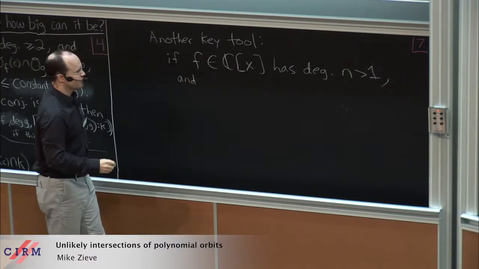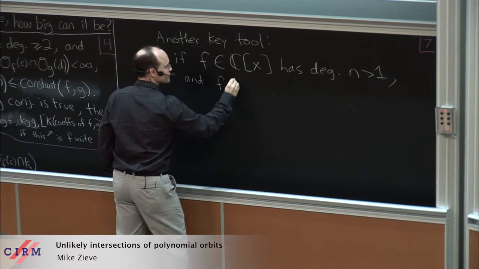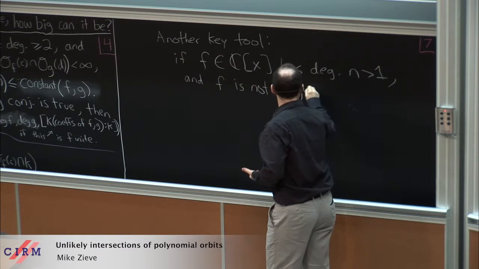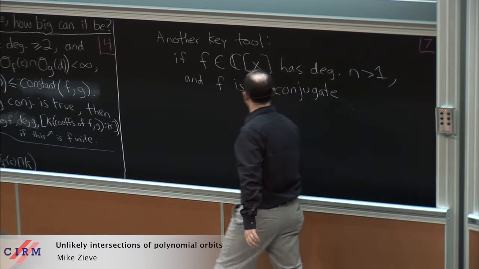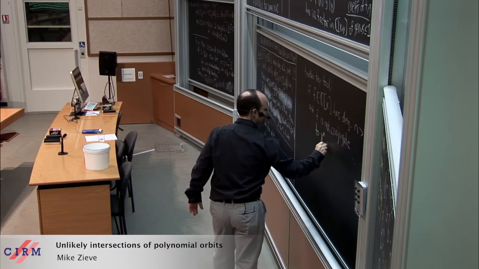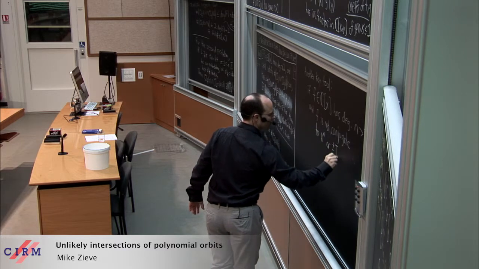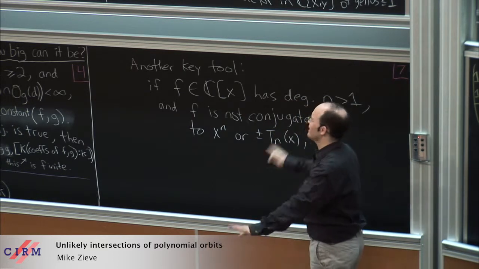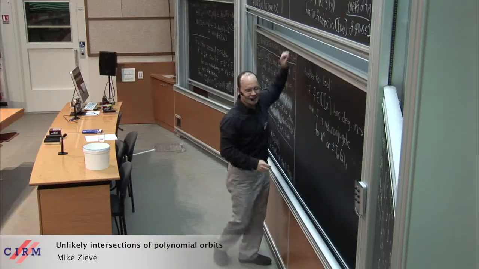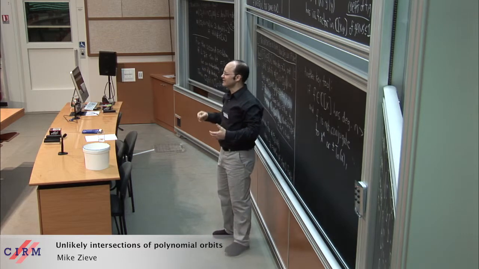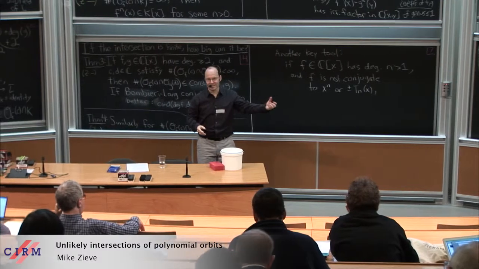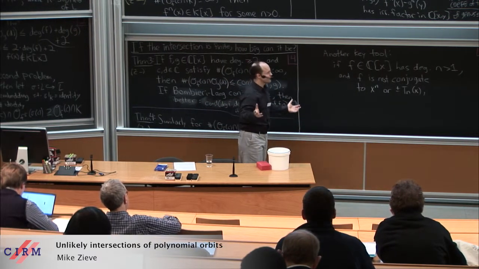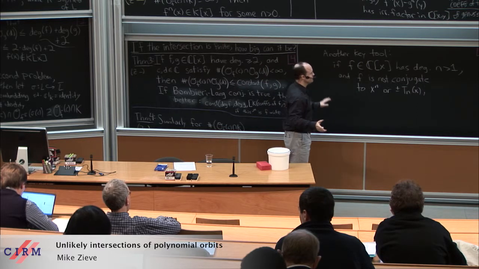Except for two special cases. So f could be conjugate by a linear map to either x to the n or plus or minus Chebyshev. And then its iterates decompose in all crazy kinds of ways. Like x to the 6th, if you took its 100th iterate, you get x to the 6 to the 100th. Well, that's x to the 2 to the 100th composed with x to the 3 to the 100th. So there are lots and lots of ways for iterates of x to the n to decompose.